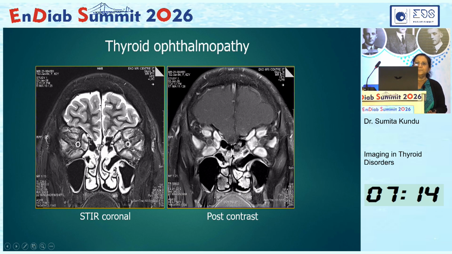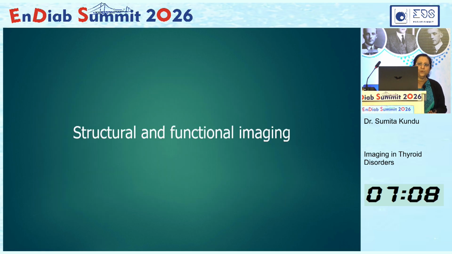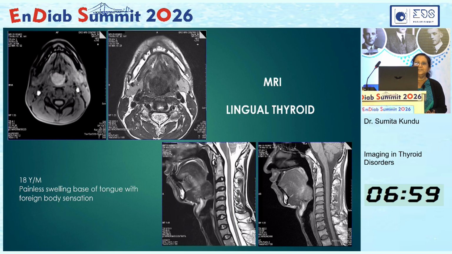If the extraocular muscles are compressing the optic nerves, MRI gives a very good delineation of that. So both structural and functional imaging can be done with the help of various imaging modalities. For instance, this is a young boy, an 18-year-old male, who came with a painless swelling in the base of the tongue.